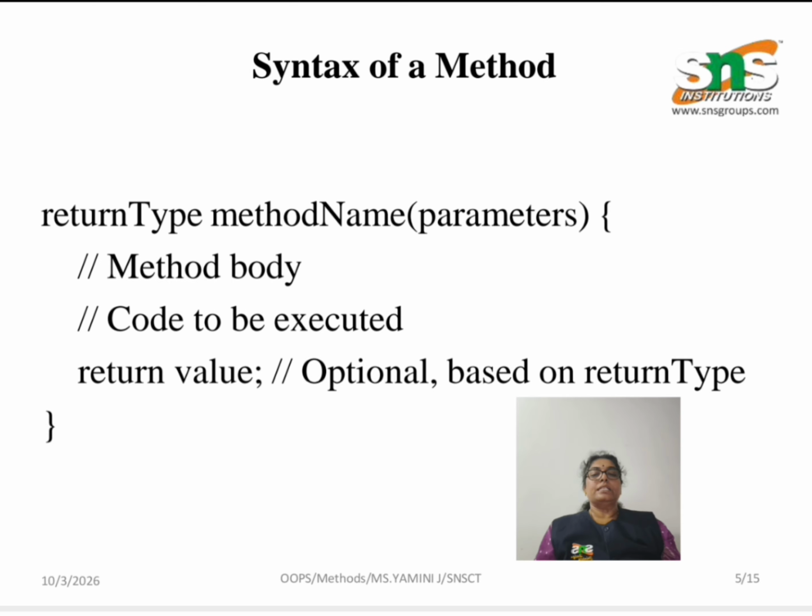The third one is parameters, which are input values passed to the method. Then comes the method body, which contains the statements or logic that perform the required task. Finally, if the method has a return type other than void, it uses the return statement to send the result back to the calling program. Understanding this structure is essential when creating a method in Java.